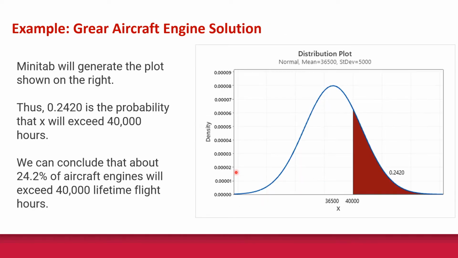So Minitab will generate the plot shown here to the right. You can see the right tail has been highlighted. You can see 40,000, you can see the mean, you can see the shaded area as the area we're interested in. This is the percentage of engines, the probability of being greater than 40,000. It's shown as 0.2420. So that's our probability. So we can conclude that about 24.2% of aircraft engines will exceed the 40,000 lifetime flight hours.